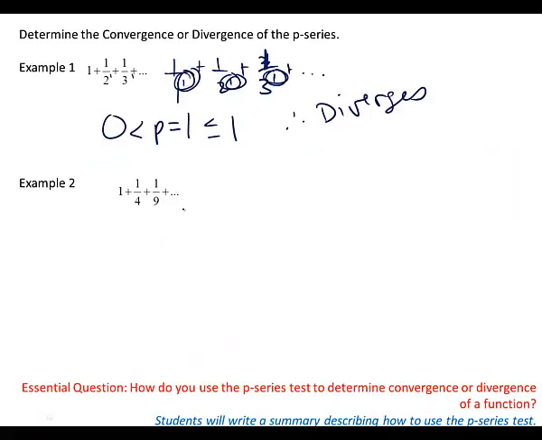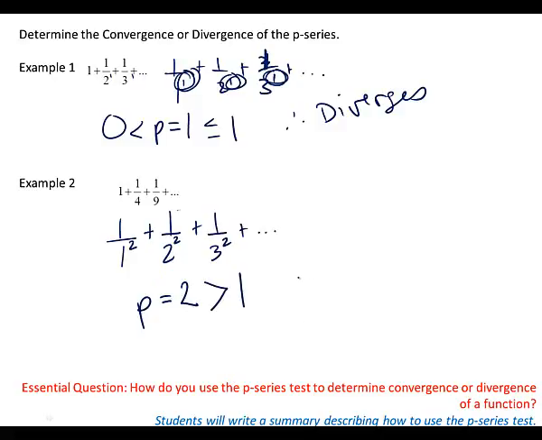So I'm going to try rewriting it. Those look like square numbers, don't they? So let's try rewriting them as squares. So then I'd have 2 squared. What would the next one be? 3 squared. Dot, dot, dot. Okay. So what's your p-value this time? 2. So 2 is greater than 1. So does it converge or diverge? It converges.